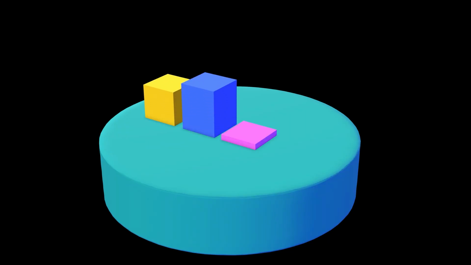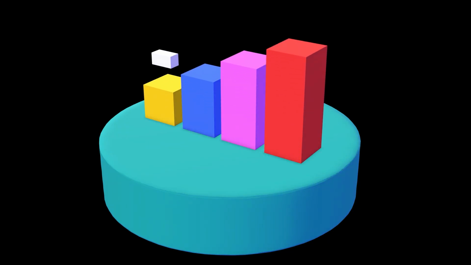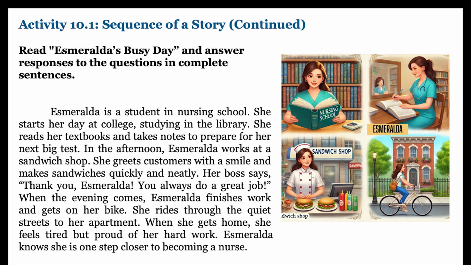Well, looks like we are making good progress. Let's read the story in Activity 10.1 titled Esmeralda's Busy Day. After we finish reading the story, there are 3 questions you will need to answer on your own. But first, let's read the story. Are you ready? Okay, here we go.